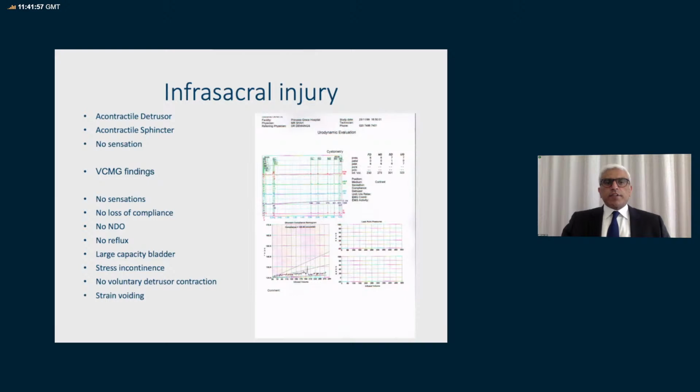Here is a completely different picture. On the right-hand side, you can see that all the lines are flat. That means the patient has got no sensation during filling. There's no loss of compliance, no overactivity, and filled up to about 400 mils. And on the accompanying video, there's no reflux. So the patient has got a large capacity bladder, and this patient also had stress incontinence whilst coughing. There was no appreciable detrusor contraction, and he voids by straining.